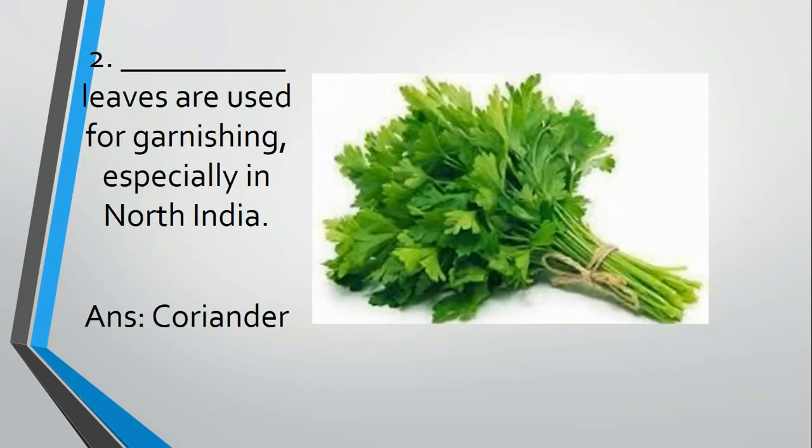Next one, dash leaves are used for garnishing, especially in North India. These leaves are common to you. You can see these leaves used in your food items almost every day, and the name of the leaves is coriander leaves, and these are used for garnishing, especially in North Indian dishes. Most of the North Indian dishes are garnished with coriander leaves. It is mostly used in all of your homes.